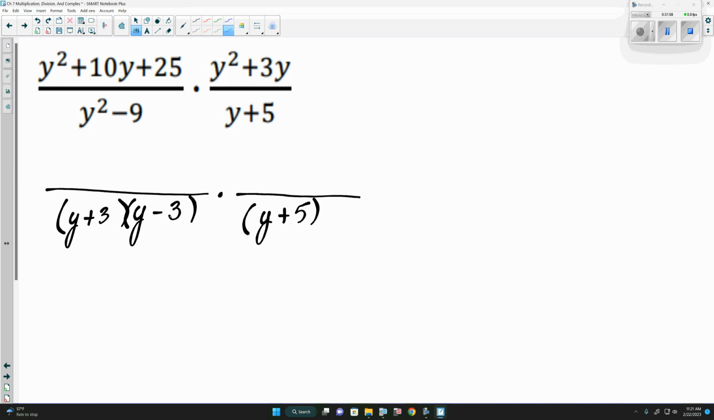Now we need to factor the two numerators. If we look at y squared plus 3y, is there a greatest common factor between those two terms? Y. And if we factor it out, y factored out of y squared is y, plus y factored out of 3y is 3.